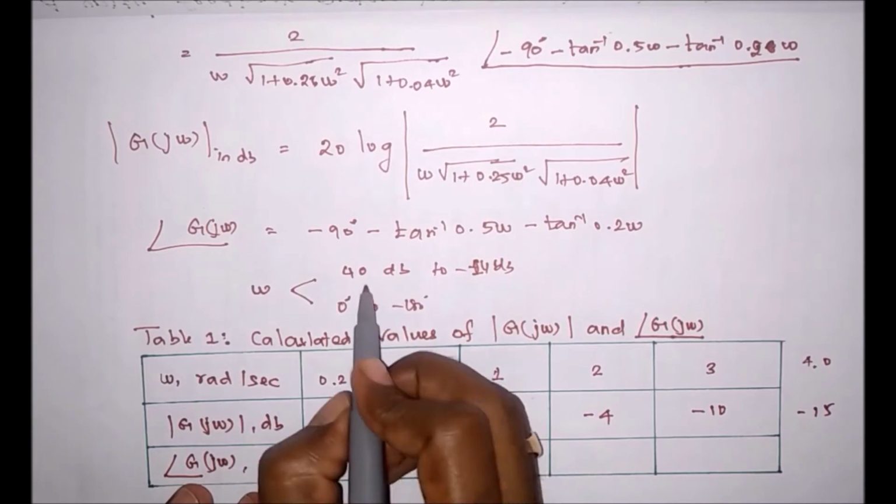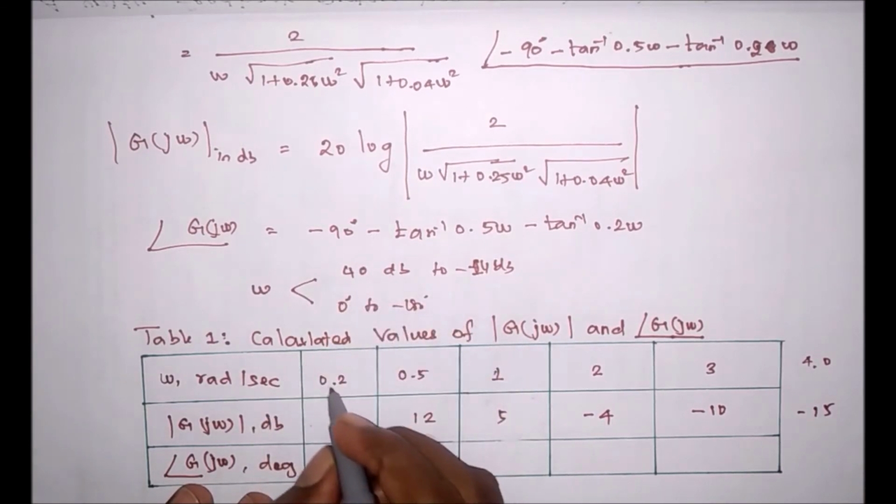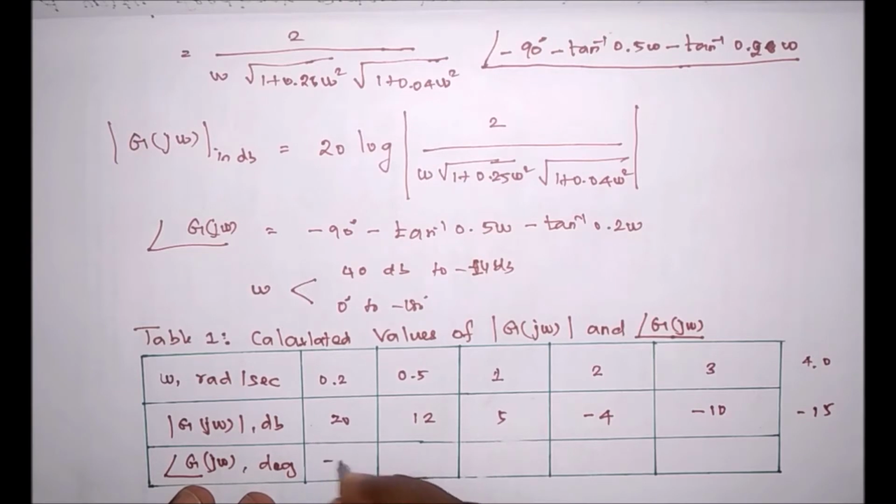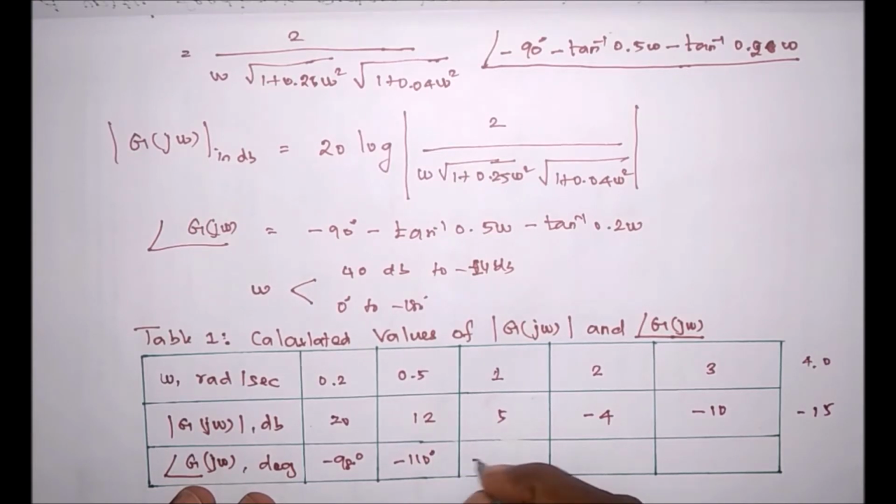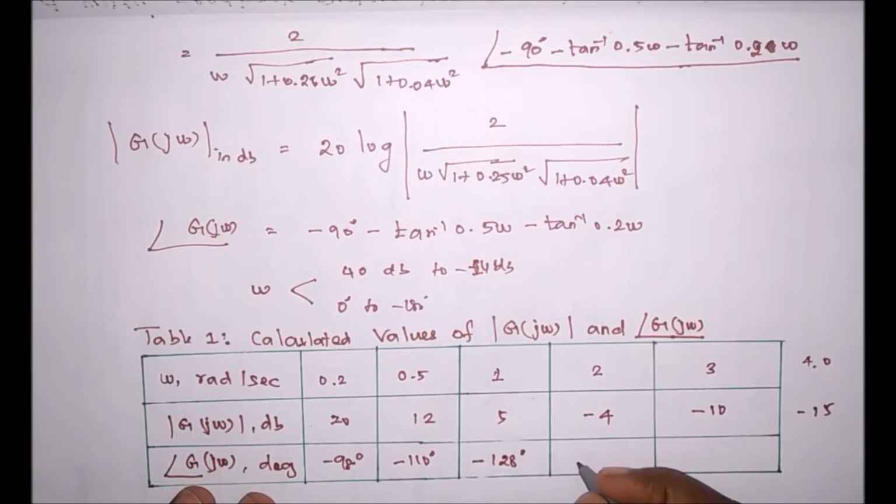Corresponding angle, if we substitute omega equal to 0.2, we will get phase angle equal to minus 98 degree. Similarly, for omega equal to 0.5, we will get minus 110 degree. For omega equal to 1, minus 128 degree. For omega equal to 2, minus 157 degree. For omega equal to 3, minus 177 degree. Then for omega equal to 4, minus 192 degree.